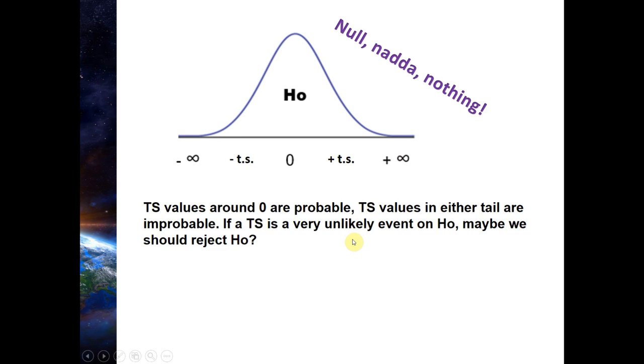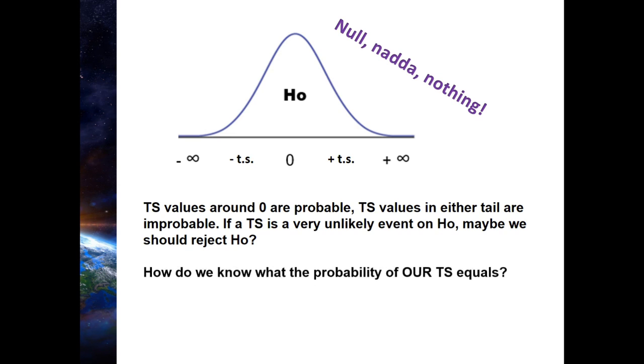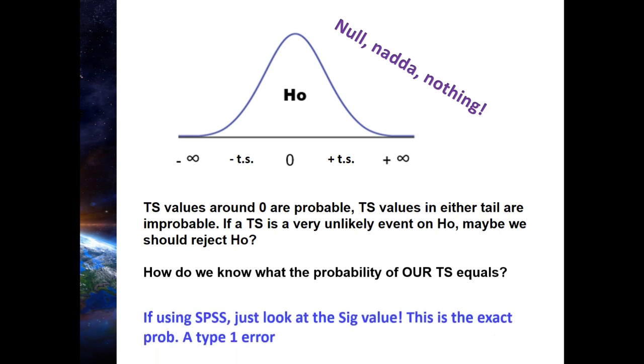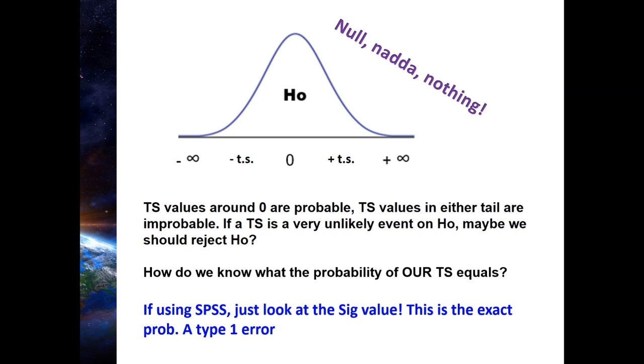So how are we going to know where our TS falls and what the probability of our TS is? Okay, so that's the first question. How do we know, or second question, I guess, what is the probability of our test statistic? Now, if you are using SPSS, the answer is so easy. All you do is look at the output and look for the sig value. It'll say sig, and then there's going to be a number beside it, or under it. So it'll say sig is 0.002 or 0.000 or 0.128, right? It's going to give you a number here. And then all you have to do is recognize that that is the probability of your test statistic. Okay, so the sig value is the probability of your test statistic.